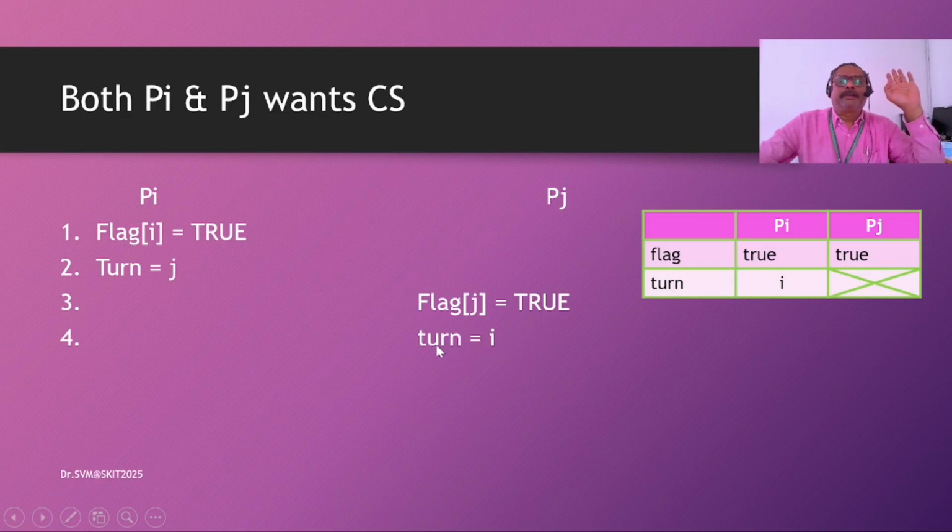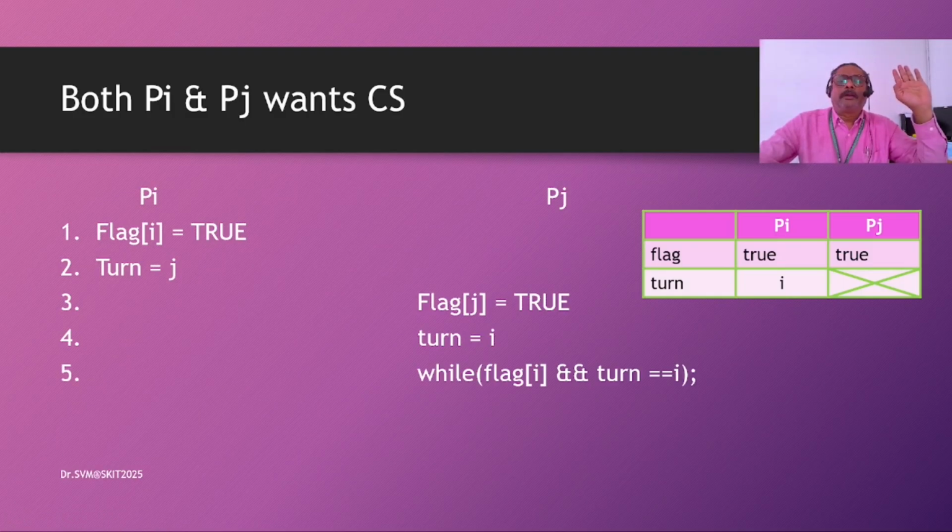The next instruction says turn equal to I; it was j earlier, now it has become I. Now let's assume that the third line of Pj is given the chance to execute. What is it trying to say? Flag I and turn is equal to I. What is flag I? Flag I was already made true by process I, so it checks flag I, and it is true. Then turn is equal to I.